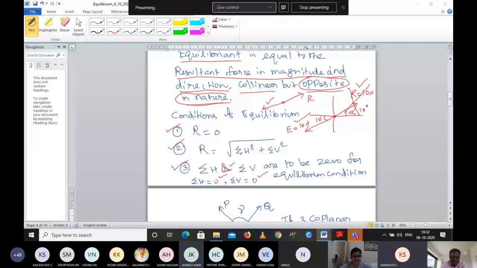Sir, if the resultant is plus 10, then equilibrium will be minus 10. Sir, if it is a positive value for the resultant, then what will be the value for the equilibrium? Very good. If you are writing the answer in numerical form, 10 Newton. Equilibrium will be minus 10. Exactly. Sorry. Is it okay? See here what I wrote.